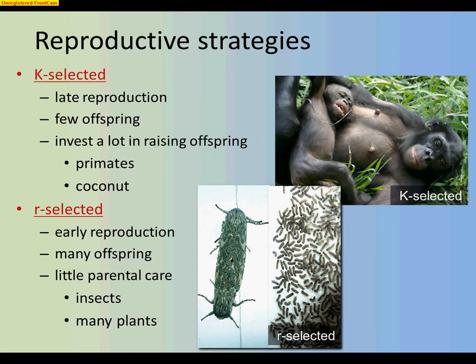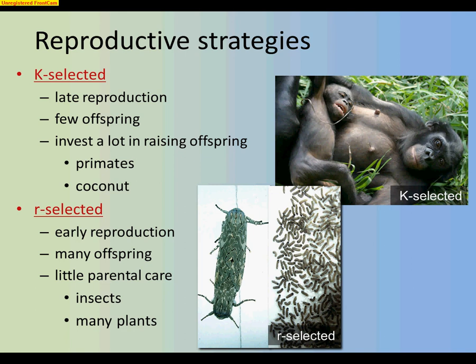Alright, last slide here that I'm going to give you deals with reproductive strategies. I just want to introduce these 2 terms to you, and then we are going to be able to apply these in class to a graph. So we talked about natural selection favoring a life history that maximizes lifetime reproductive success. There are kind of 2 ways of doing that. We've got the K-selected and the R-selected.